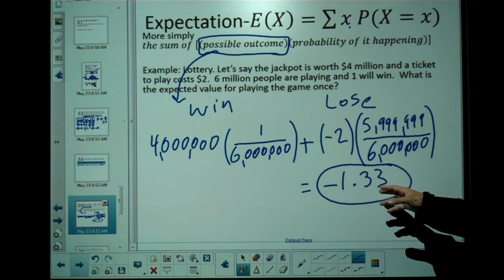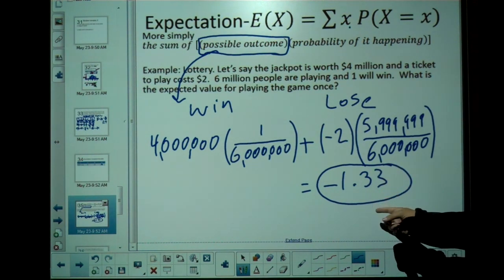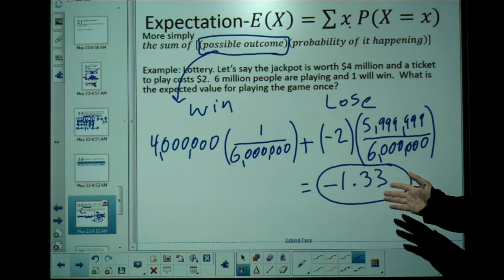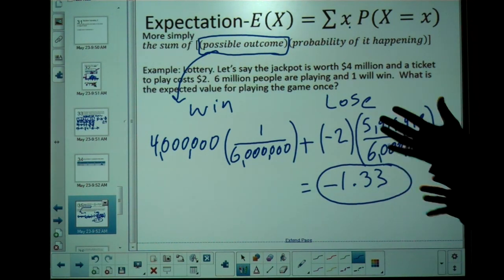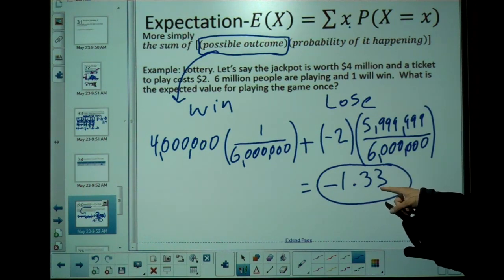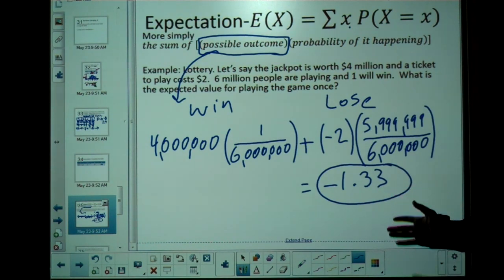What it's saying is if you could pay $1.33 for a ticket, the lottery would be fair. You'd come out even in life. I mean, statistically speaking, if you played millions and millions of times. But what this is suggesting is since you're paying $2, and this is 67 cents off that, if you played it a bazillion times, on average, when you average all those games out, you would lose 67 cents per attempt. So, not a fair game.